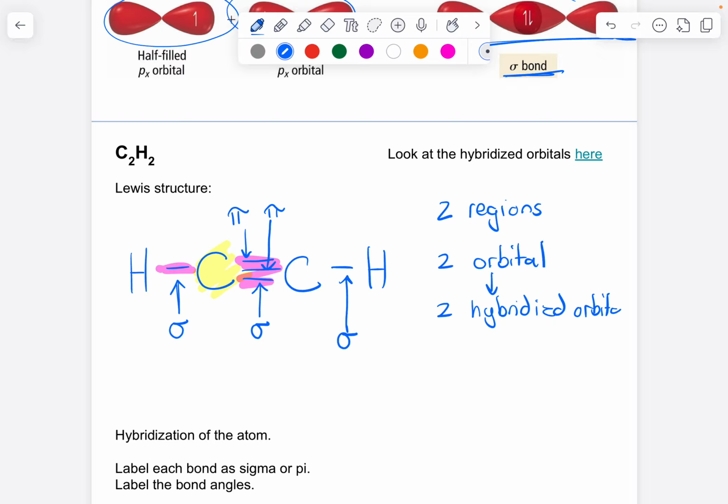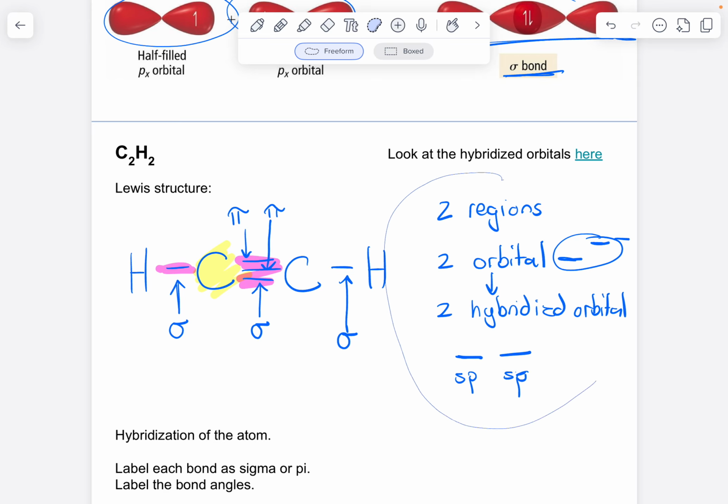So I always take the S because it's the lowest energy one. And let's draw it up here. And I grab one of the P's because it's the next in energy. And so I make two new ones called sp orbitals. And remember, let me redraw this so I can get a little bit more space.